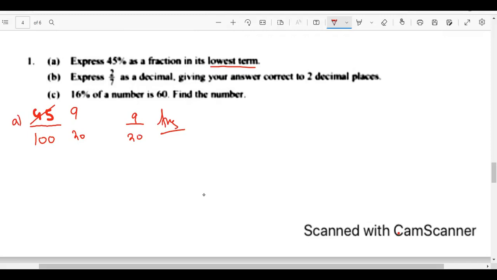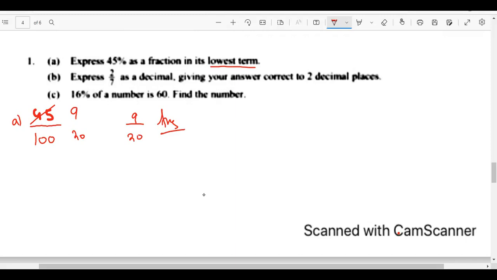So this is going to be the answer of the very first part. We had to convert a percentage number to a fraction. What is the method? The method is just divide it by 100 and simplify it by cancelling out stuff, and we get 9 by 20. The second part of the question is, express 2 by 7 as a decimal, giving your answer correct to 2 decimal places.